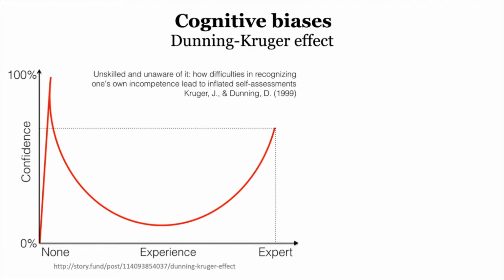Cognitive biases are everywhere around us. One of the most commonly known is the Dunning-Kruger effect. Unskilled and unaware of it, we feel that we're more knowledgeable the less we know. Unfortunately, this is prevalent, especially in politics in many parts of the world, or possibly just politics in general.